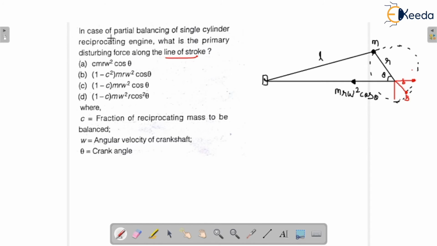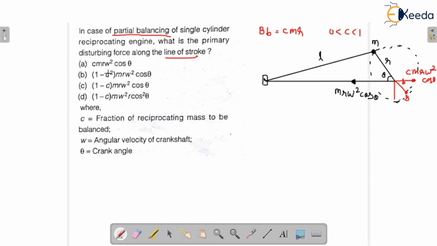But we know that we do partial balancing of the reciprocating masses. So in case of partial balancing, B b is equal to c m r. C is nothing but the fraction of the reciprocating mass to be balanced. Okay, that means the value of c is always in between 0 to 1. So B b is equal to c m r. So you can write it as c m r omega square cos theta. Okay, and this is another component.